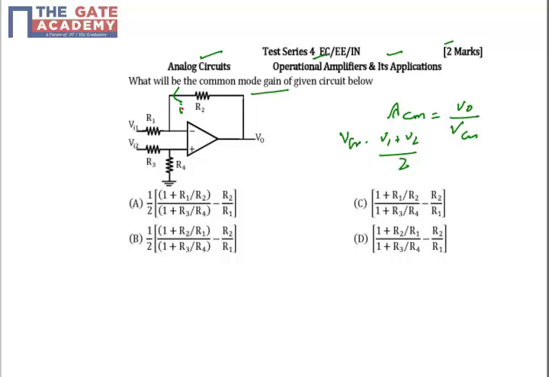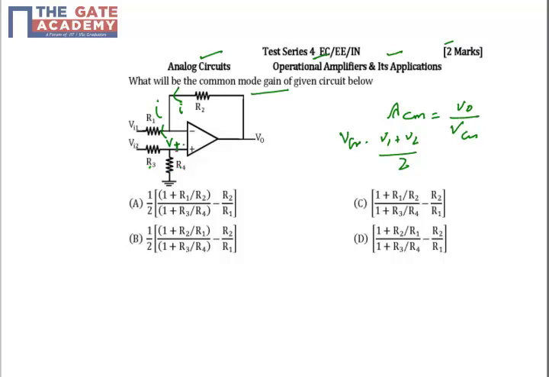Right, so in this question you can see that if I assume the current across the resistor R2 is I, then since the op-amp is ideal and its input current is 0, this entire current I is going to flow across R1. Similarly, because the input current of the op-amp is 0, R3 and R4 will be in series.